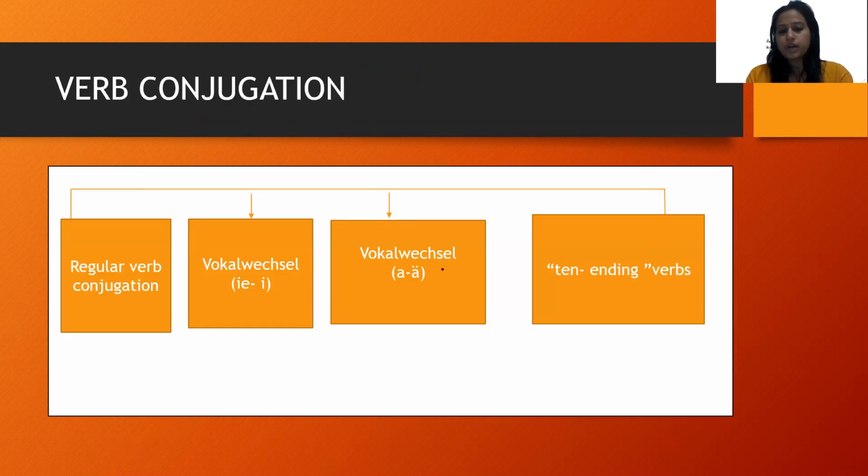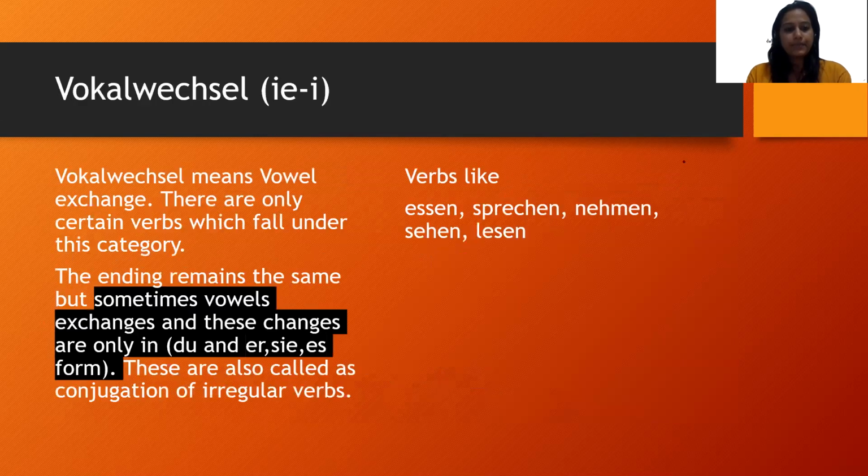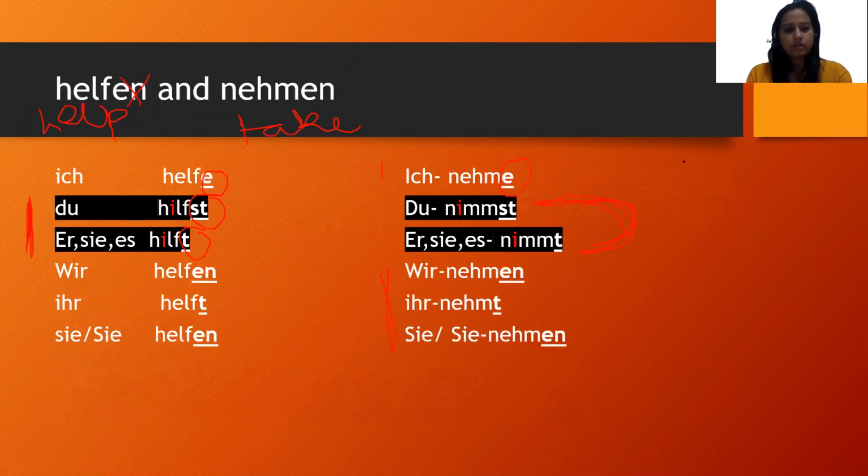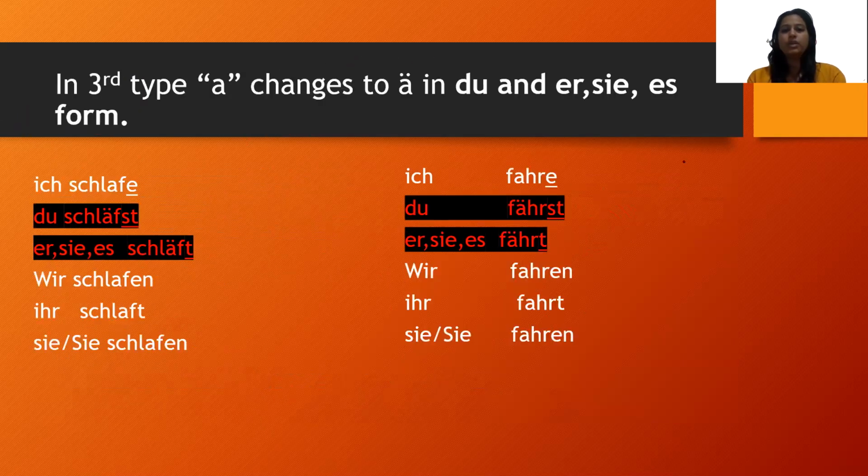Third one is also Vokalwechsel, and here what happens? A changes to A umlaut. This is not as complicated as the previous one. It's quite simple, but again, there are only certain verbs which fall under this category. At least at A1 and A2 level, you just remember this much. And as I told you, as you go higher, you will get an idea. So what happens in the third type, A changes to A umlaut in the du and er/sie/es form.